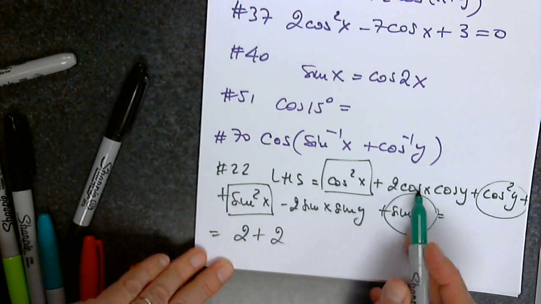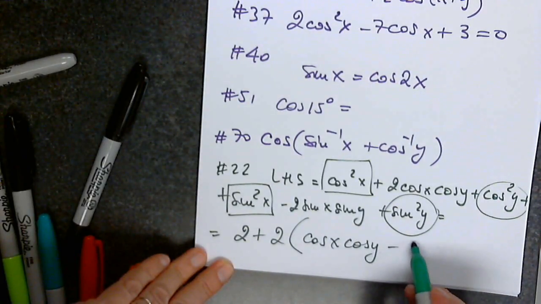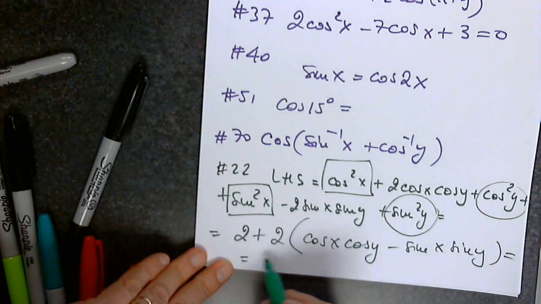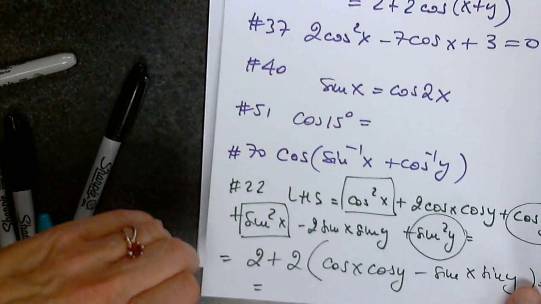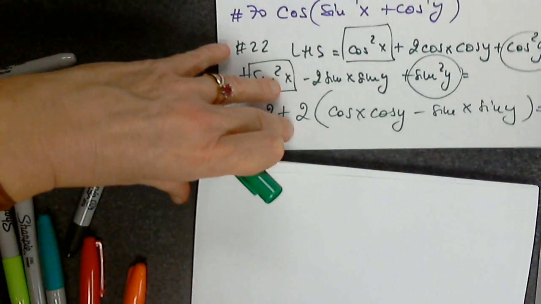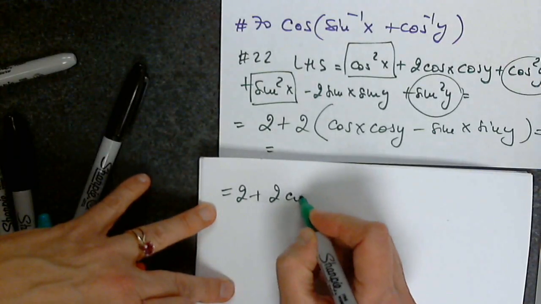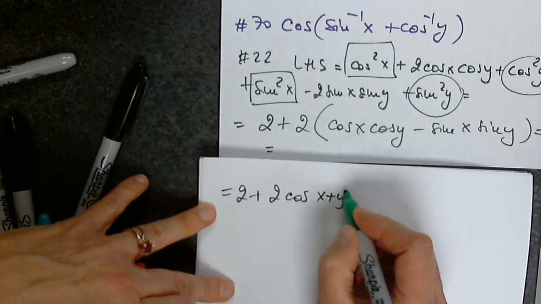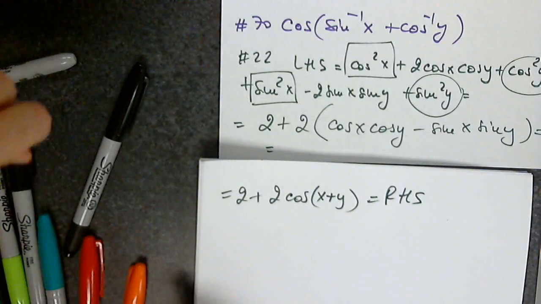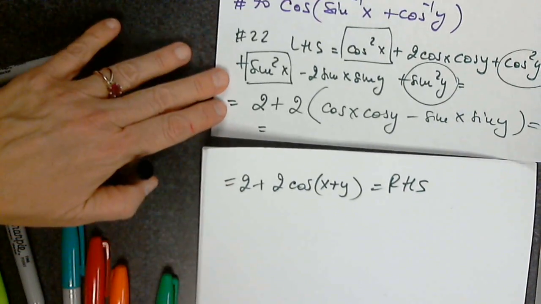Plus, I will factor out 2 from these two, and in parentheses I write cosine x cosine y minus sine x sine y. That's just the cosine addition formula. Exactly, and I'm done. So this is 2 plus 2 cosine of x plus y, and this equals the right-hand side. Agreed? Okay. Now we are working on number 37.